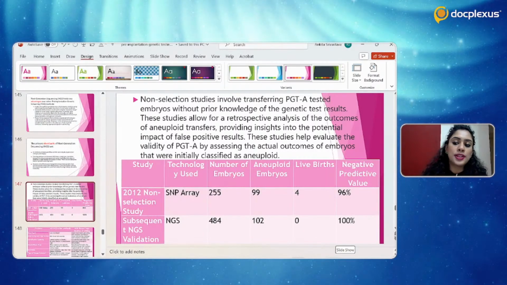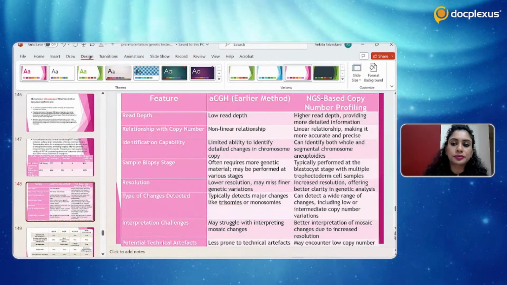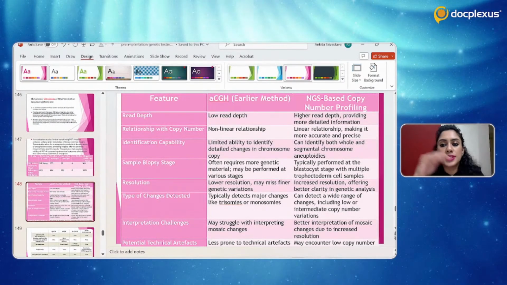So negative predictive value was 96%. And when you saw the next generation sequencing, the negative predictive value was about 100%, because out of 102 aneuploid embryos that were detected, none of them showed live births. So the earlier method was CGH.